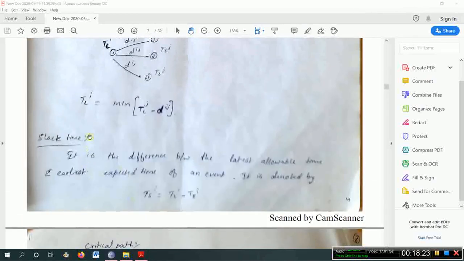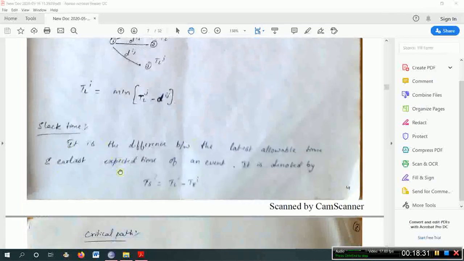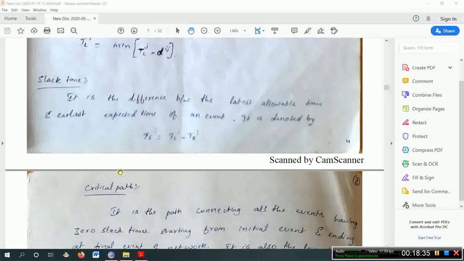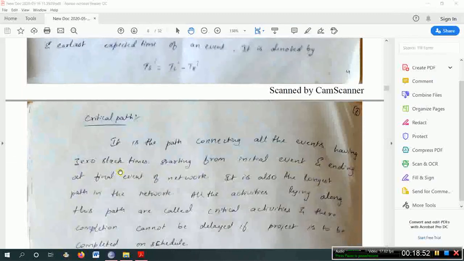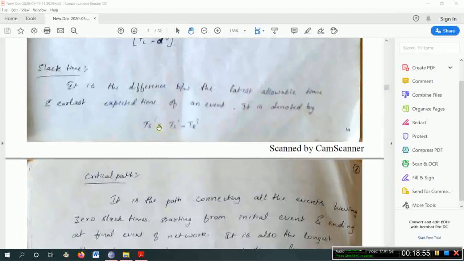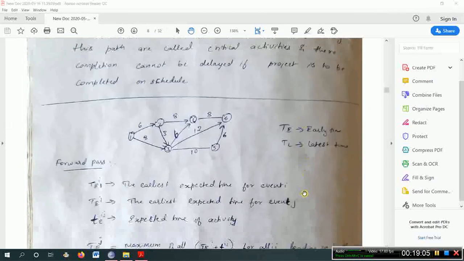Now slack time is TL minus TE, that is TLi minus Ti. TLi minus Ti means the delay between early start and latest start. If there is no delay, slack time will be 0. If Ti is some value and TL is some other value, any difference is the slack time, the difference between early start and latest start. Critical path means whenever slack time is 0, the events which constitute the path, the activities, we call them critical activities and the critical path.